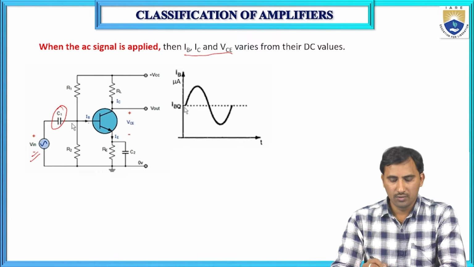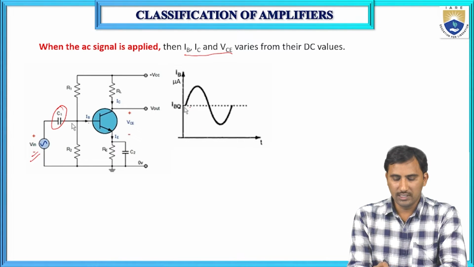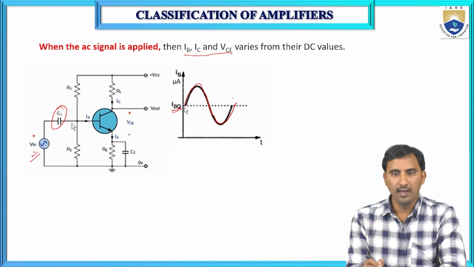So see here, the base current. IBQ is a DC value. We are applying an AC signal. When we apply the AC signal, the base current starts varying according to its DC value IBQ. The base current is in the order of microamperes.